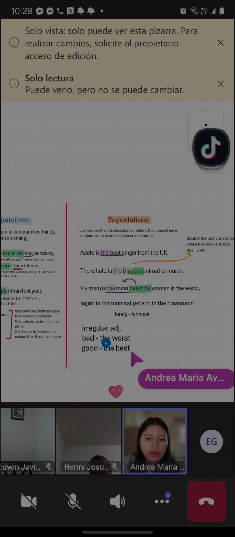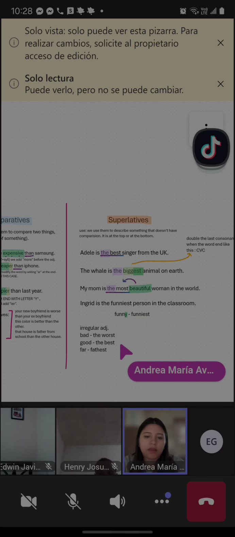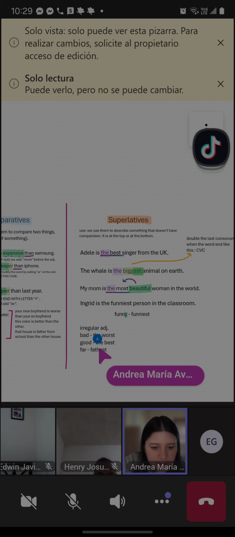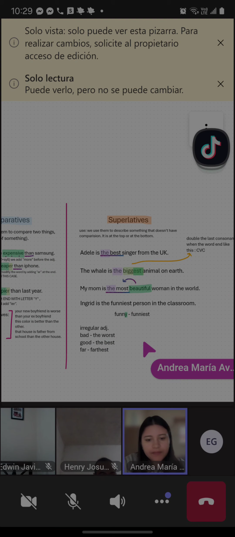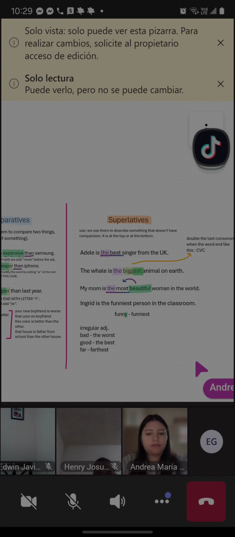Okay. And these are the irregular adjectives. Bad, the worst. Good, the best. Far, the farthest. Oh, sorry, I wrote fattest. It is farthest. So do you understand better now? Yes, teacher.